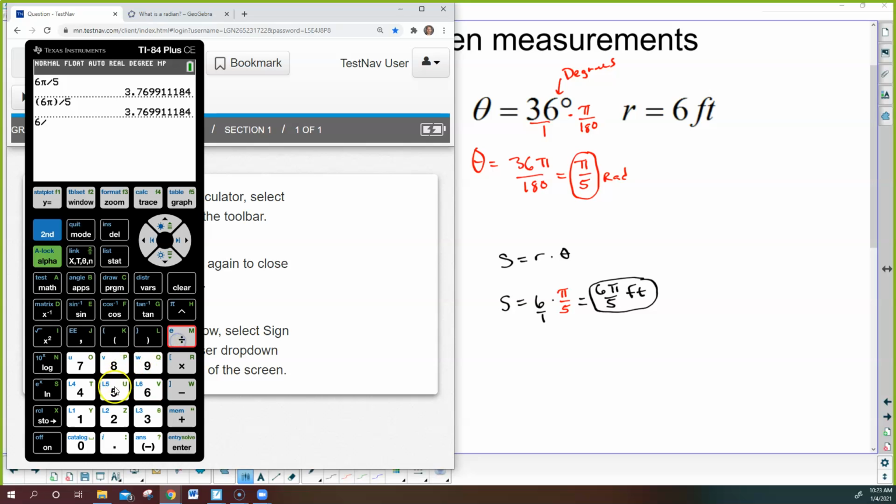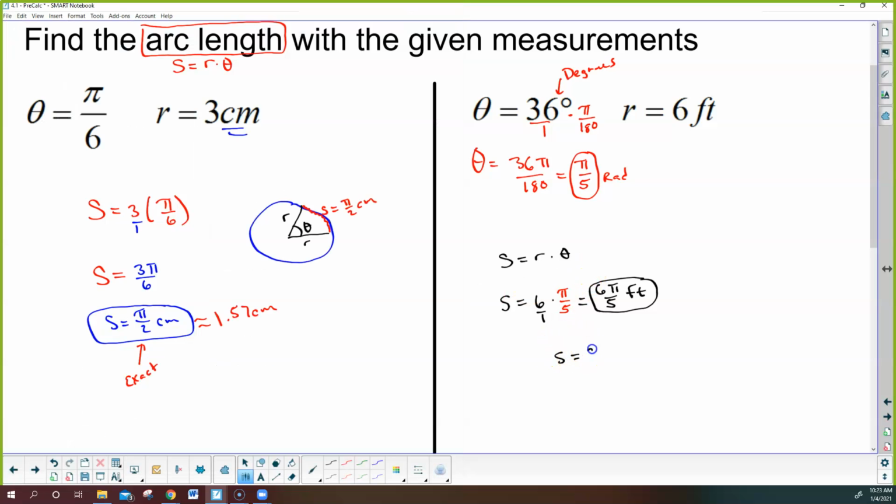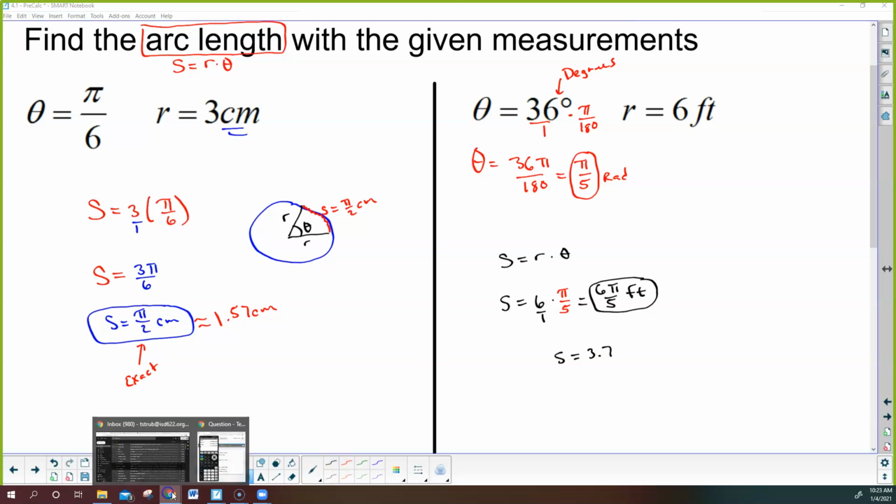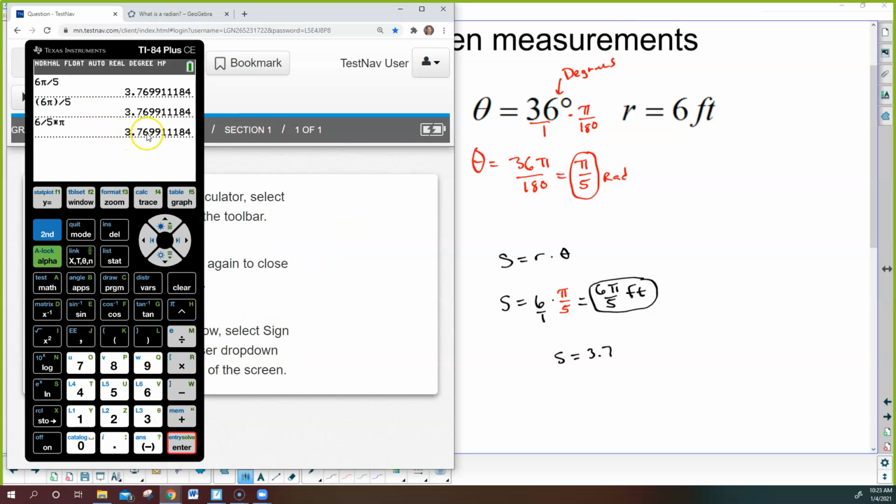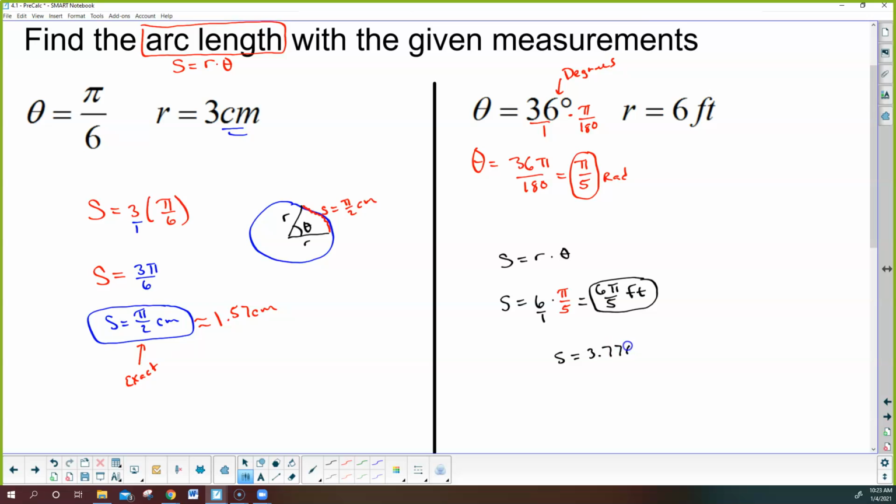But I could also do it like this. Remember how we said we could put the pi on the outside, and I could do 6/5 and then times pi? They're basically all the same, but sometimes we got to really be careful with this. So 3.770 is what I would round it to. So here's my rounded answer, but in Delta Math, they may ask you for the exact answer. So you would just say 6 pi over 5.